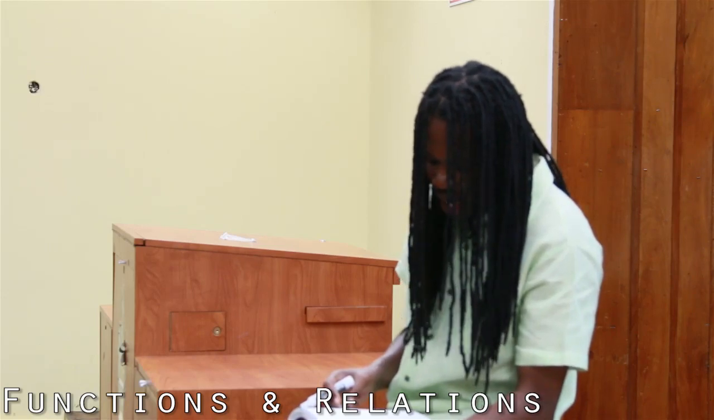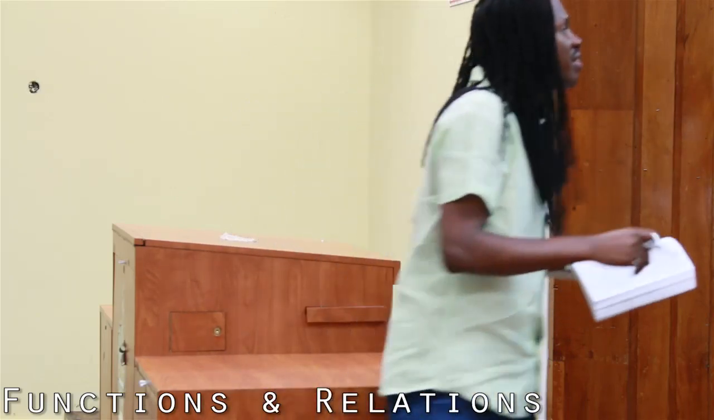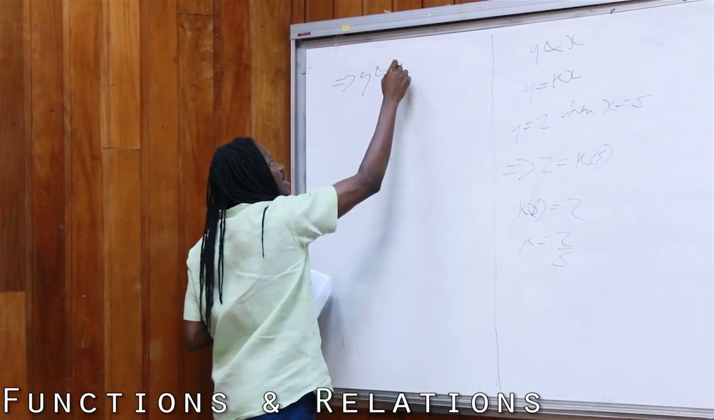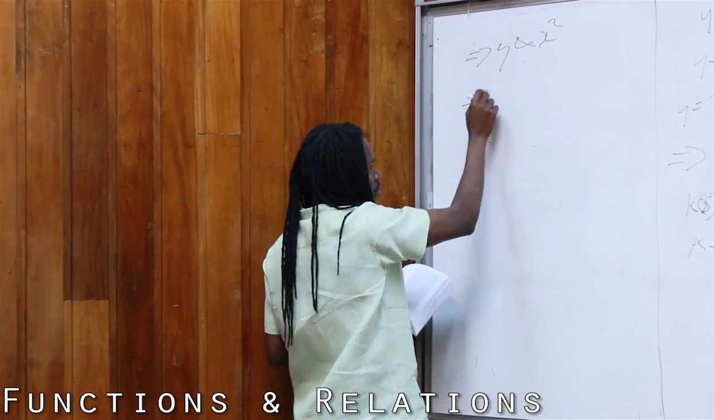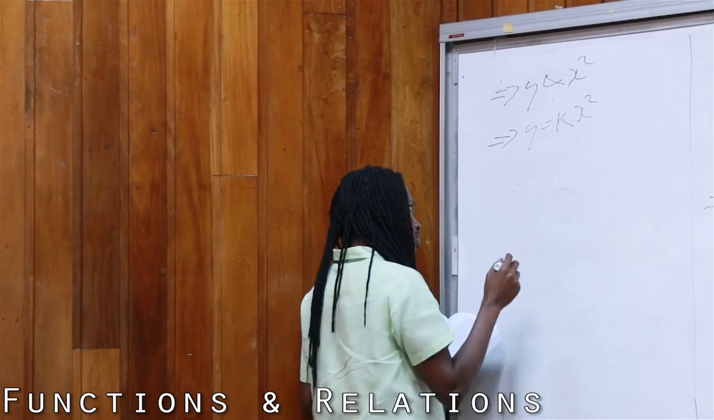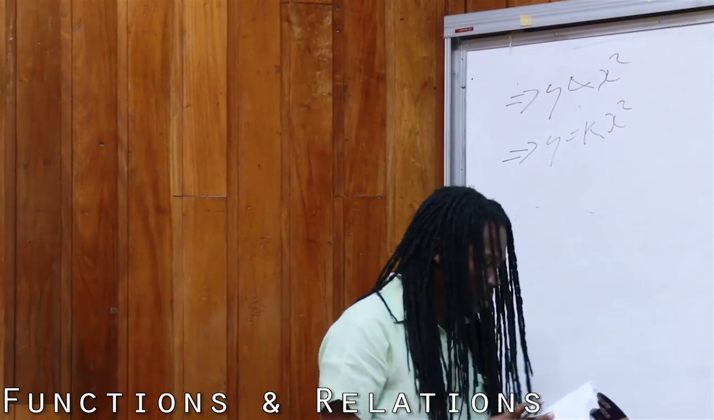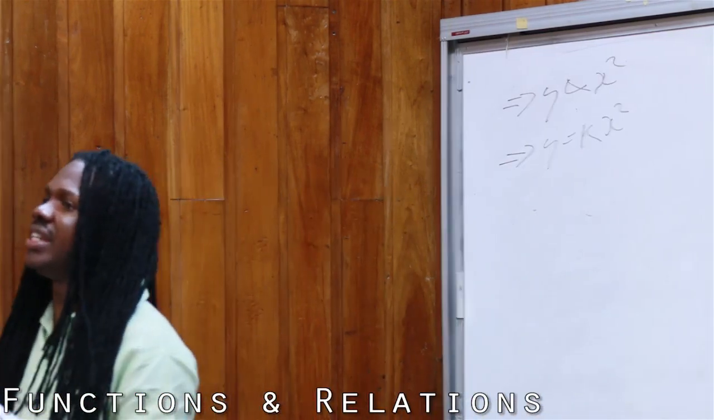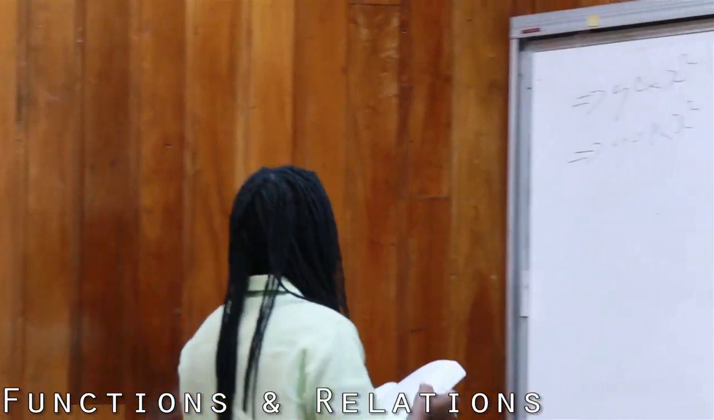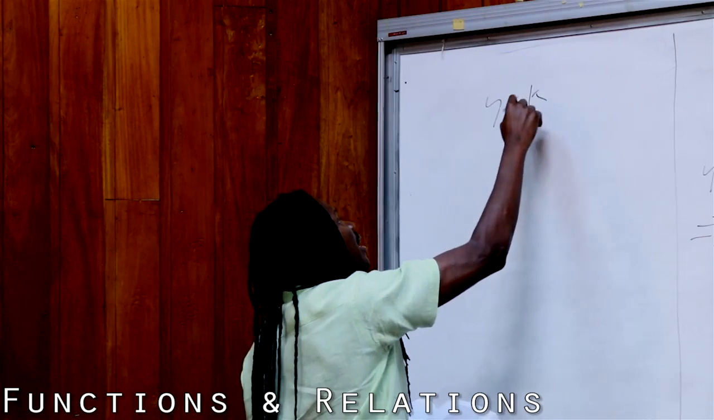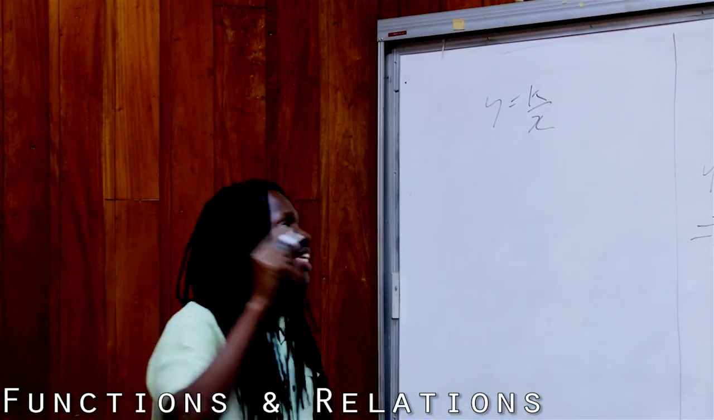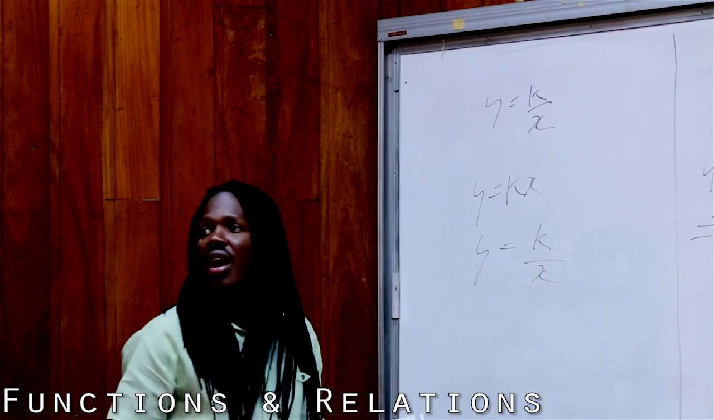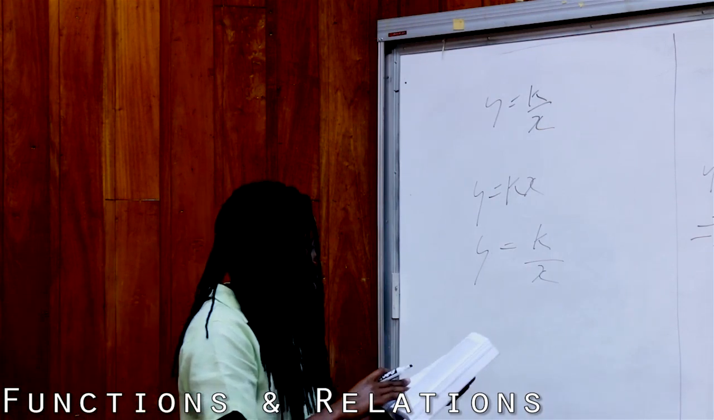If y is proportional to x squared, which means that y varies directly as x squared, it implies that y equals k times x squared. Everybody understand that? Now, if it is inversely related, then y equals k over x. So if it is directly related, then y equals kx. If it is inversely related, y equals k over x. You see that? Good.